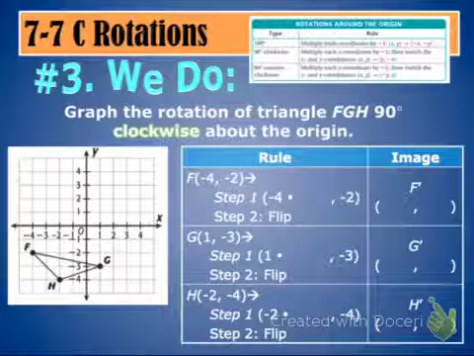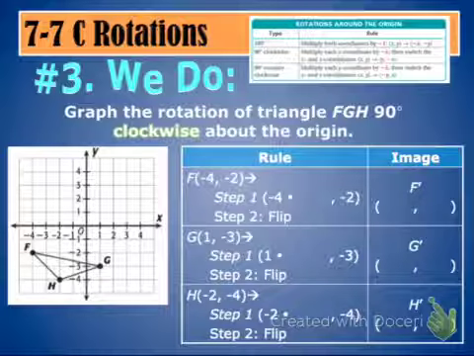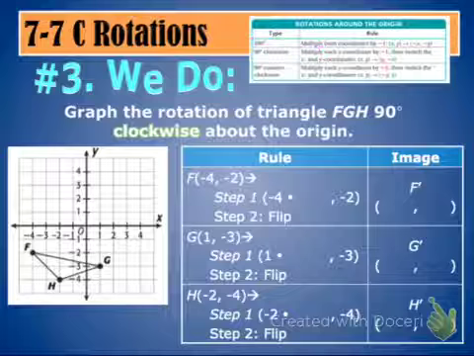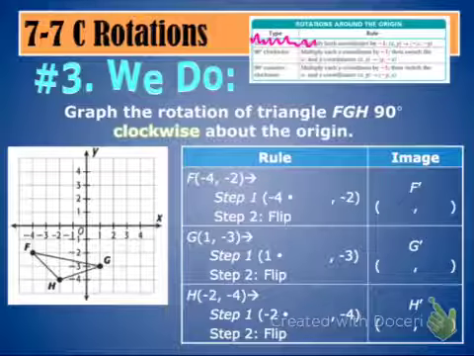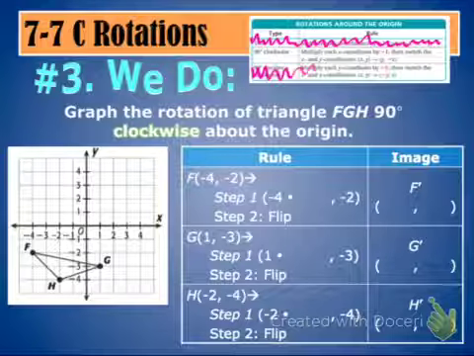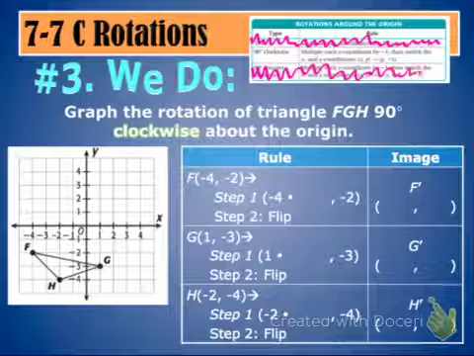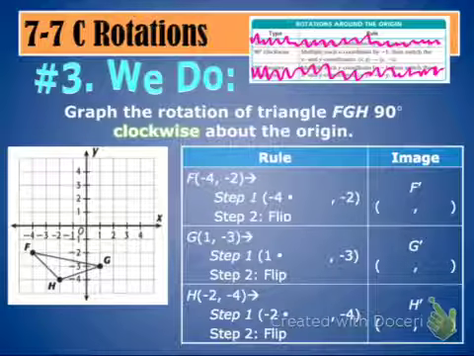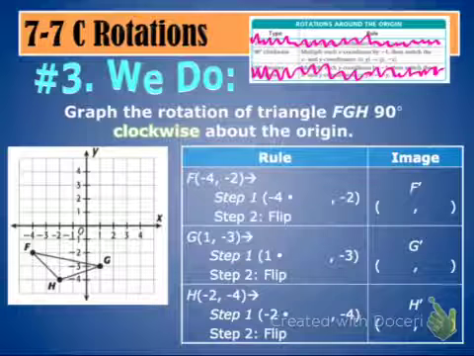Okay, number 3 is our last one we do for just going through these new rules. This one's going to be a 90 degree clockwise rotation. Last we just did a counterclockwise, this one we're doing clockwise. So the rule, instead of multiplying y by -1, we're going to multiply x by -1.